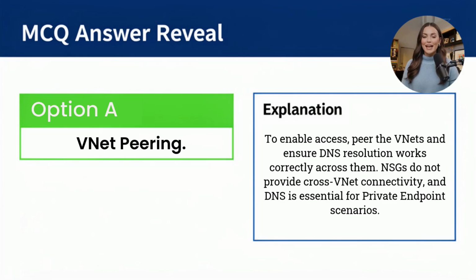Correct answer, A. VNet peering. Explanation: To enable access, peer the VNets and ensure DNS resolution works correctly across them. NSGs do not provide cross-VNet connectivity, and DNS is essential for private endpoint scenarios.